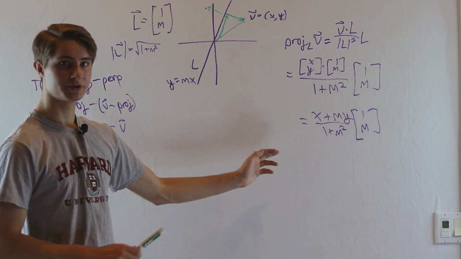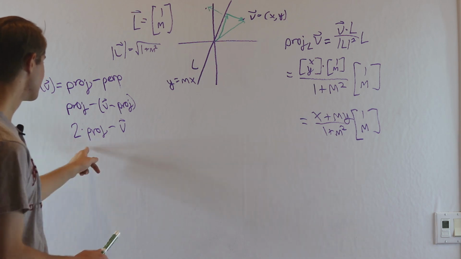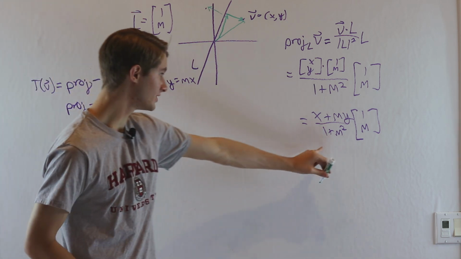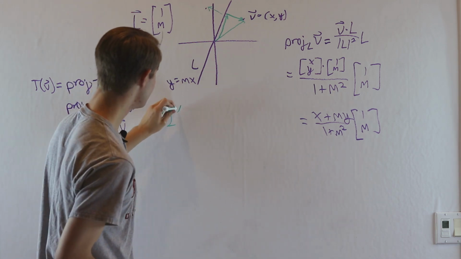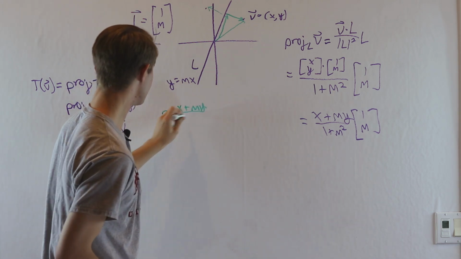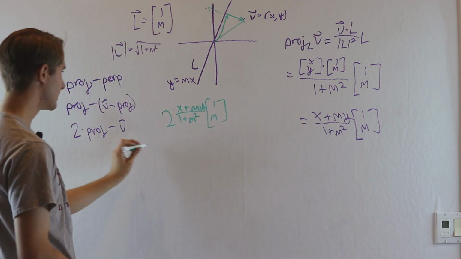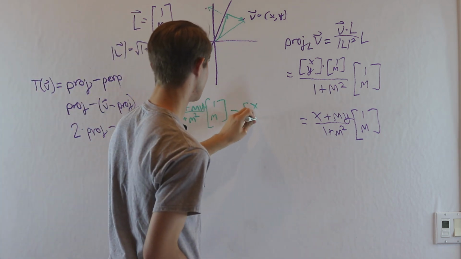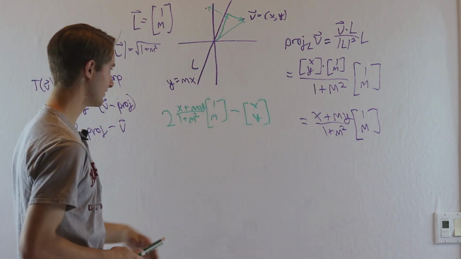So I've erased the board a little bit to give us some space, and it's time to just do this final computation. So first, we're going to take 2 times the projection, and we know the projection is equal to this over here. So we have 2 times (x plus my) over (1 plus m squared), times (1, m). And then we subtract v, and we know v is just (x, y).